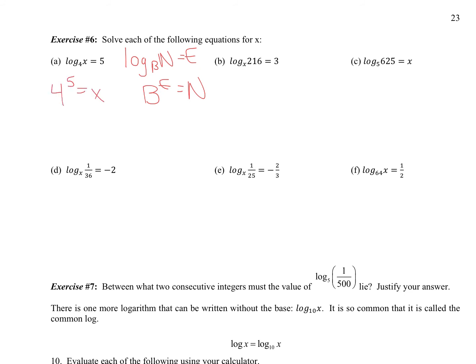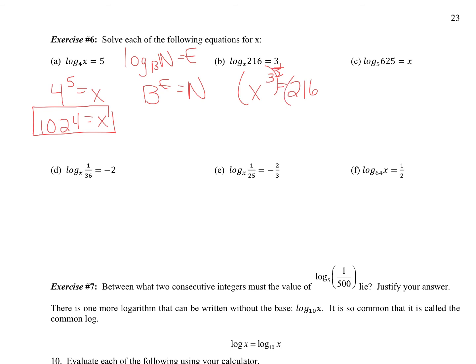So this is 4 is the base, 5 is the exponent equals x. This is just one to evaluate. So that's 1,024 equals x. The next one, base is x, exponent is 3, and that's 216. Now here you might just know the answer from the facts that you know. If you wanted to solve it, you could take a cube root, or you could raise it to the 1/3 power, which you can do in your calculator. So I'm going to use this method.